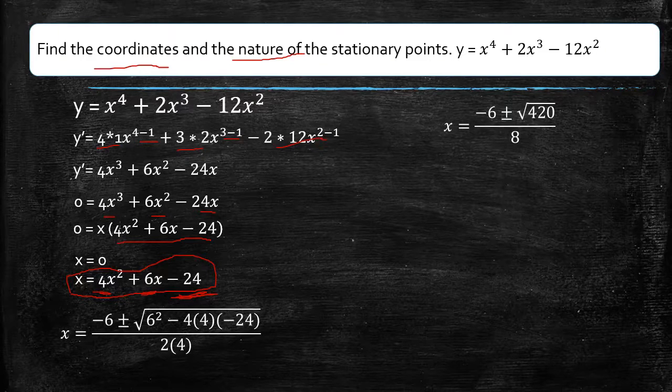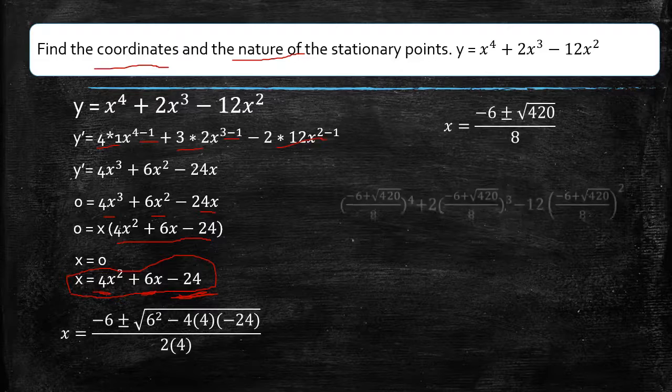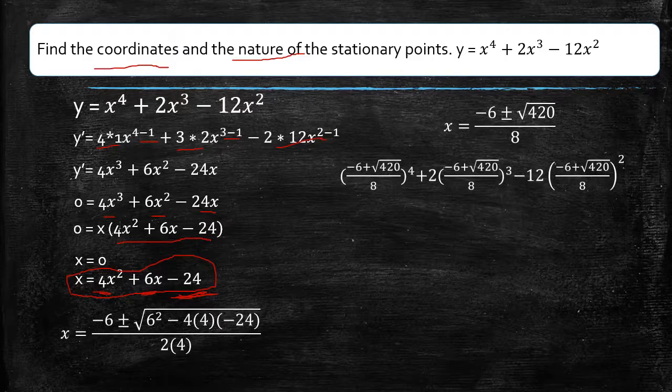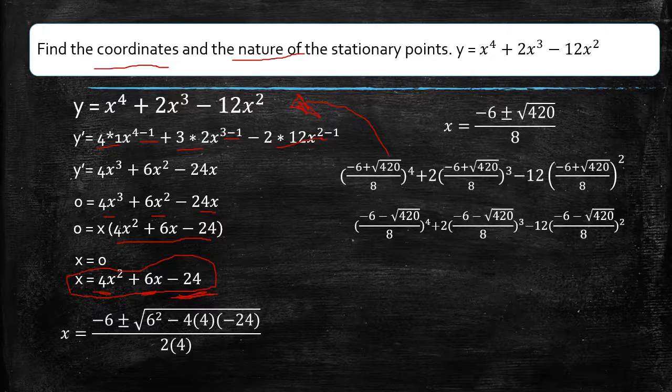And then I simplified it, and you'll find that x is equal to -6 plus or minus the square root of 420/8. And you want to substitute this number into the original function y. And first, I'm doing the addition. So I'm doing -6 plus the square root of 420/8. And then I'm going to do the subtracting one. Notice that these signs are different, and it's important that you do both because they will give you different numbers.